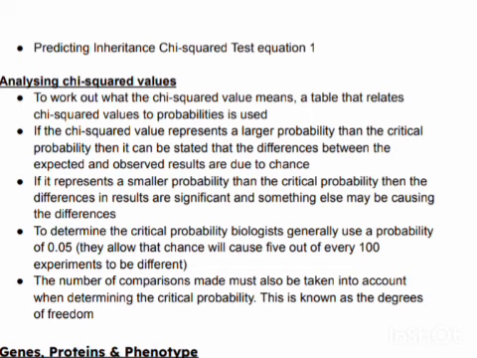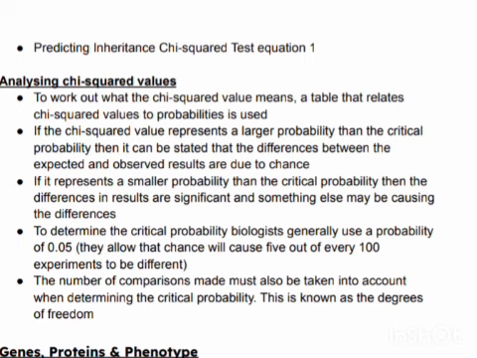Now, you're going to get a value using this. I forgot to mention the equation, which will make it much easier for you. You can search for the formula for the chi-squared test, so it will be really easy for you to calculate.